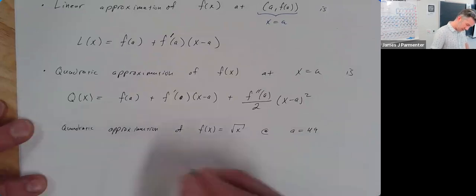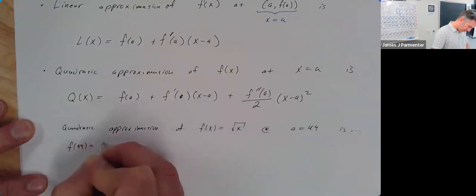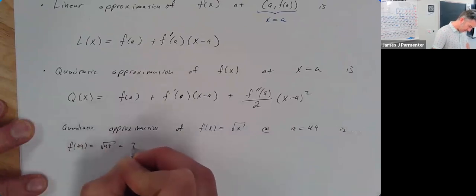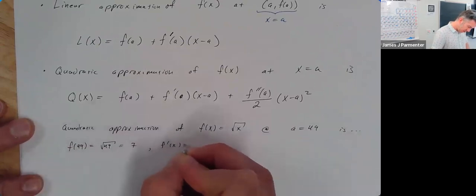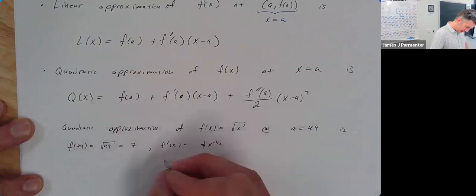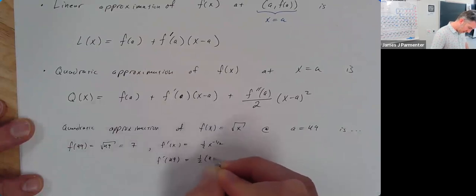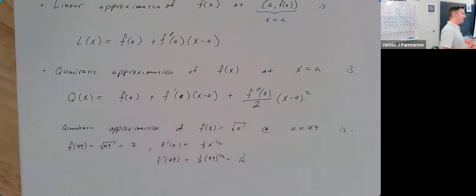We know that f of 49 is just the square root of 49, which is 7. And we found that f prime of x was 1/2 x to the negative 1/2, and that f prime of 49 ended up being 1/2 times 49 to the negative 1/2, which is 1/14. And I would encourage you, when you have to find this quadratic approximation, to find the first 2 derivatives first. I think that's the easier thing to do first.